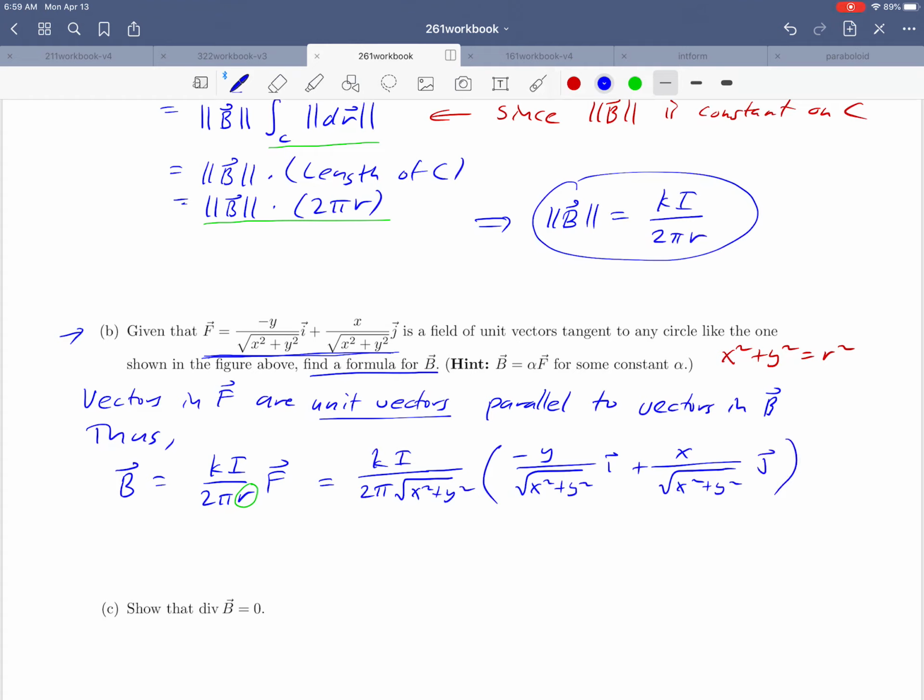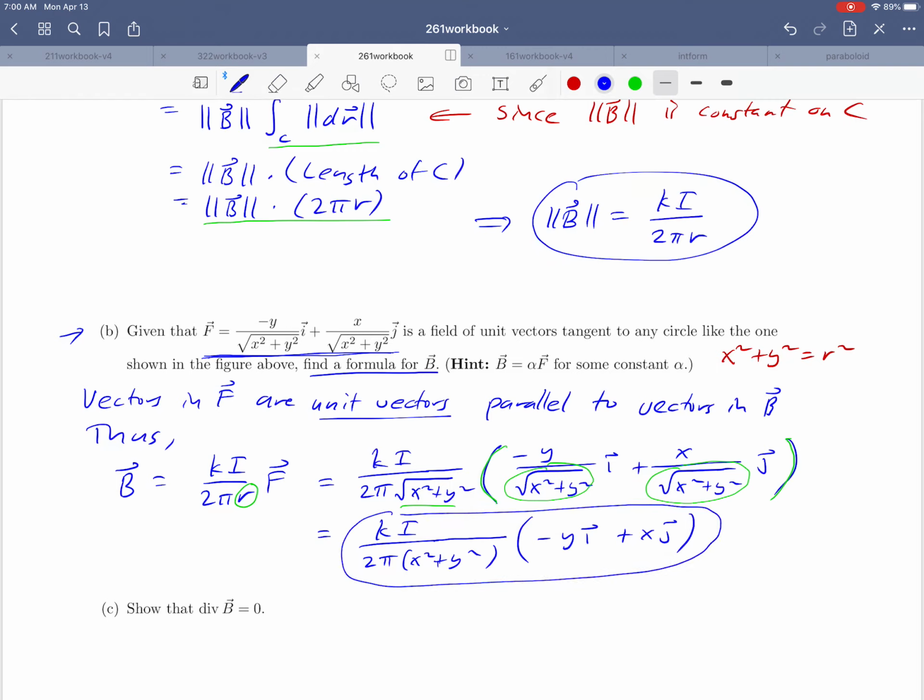We can do a little simplifying here. In particular, let's take the square root of x squared plus y squared that appears in both of the terms, factor that out of these parentheses and put it together with the square root of x squared plus y squared that's there. If you do that, put those two square roots together, you're going to get ki over 2 pi times x squared plus y squared. Okay, and then we've pulled the square roots out, so inside the parentheses we've just got negative yi plus xj. Okay, there's a formula that should represent our magnetic field.